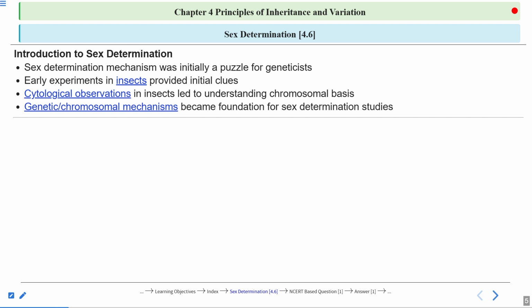Finally, it was concluded that there is some genetic or chromosomal mechanism that determines the sex. There is some factor that determines the sex, and this factor is related to the chromosomes. So there is a chromosomal mechanism; chromosomes are involved in determination of the sex.